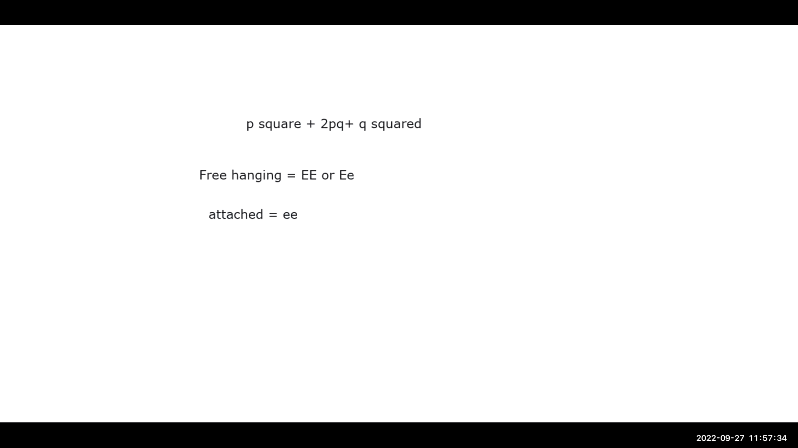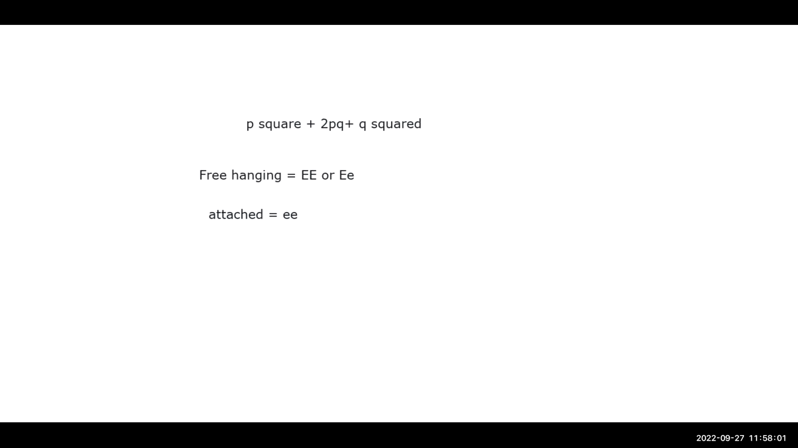So our first one. All right. Oh, so the earlobe one is the second one. So we're actually going to be doing question 10 first. So the allele for free-hanging earlobes, uppercase E, is dominant over the allele for attached earlobes. In a population of 10,000 individuals, 2,500 will have attached earlobes.